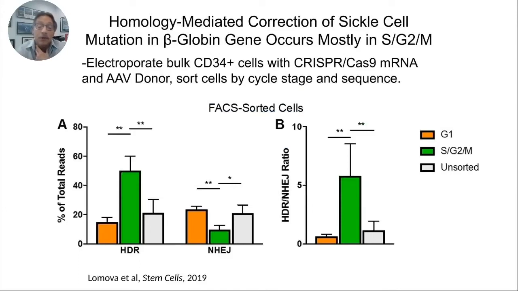So here we electroporated CD34 cells with CRISPR-Cas9 and an AAV6 donor, and then the cells were immediately sorted by the stage of cell cycle they were in at that time, and then they were grown out, and then the genome was sequenced. And so we saw the cells that were in SG2 at the time of editing had a much higher rate of HDR than the cells that were in G1, resulting in a much improved ratio of HDR to NHEJ. And so one option would be just to sort those cells out and use those. That would be a subset of the cells that might not be enough for a graft.